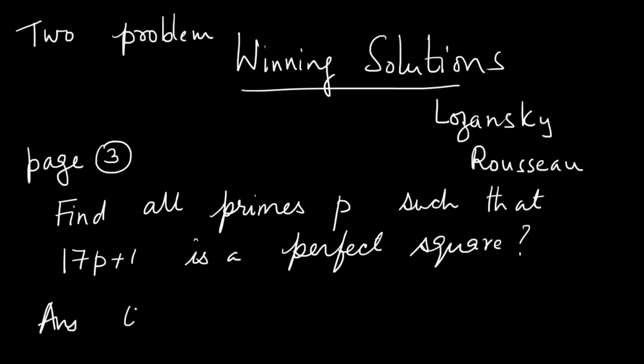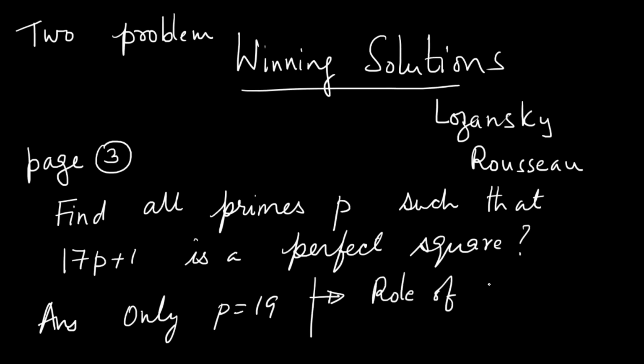I'll just give you the answer: only p is equal to 19 fits the bill. You can prove that there are no other solutions, but my suggestion for this problem is to see the role of our fundamental theorem of arithmetic. Please do attempt this problem, and you can also check the solution in the book on page 3.